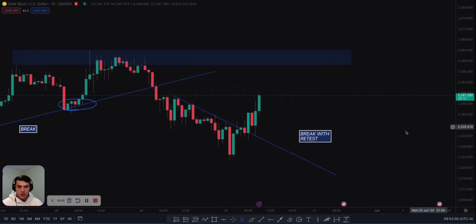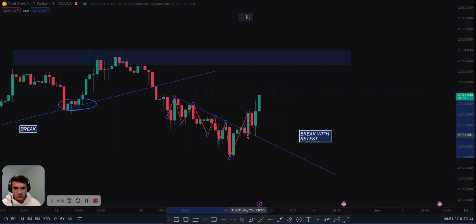So you have here that trend line coming from here. You have 1, 2, 3 retests, 4, and then price eventually broke above. This candle is very bullish, and then the next candle comes, pushes down, does a retest on this trend line, and then shoots up, breaking this previous high over here. All right, so this is the break with the retest.